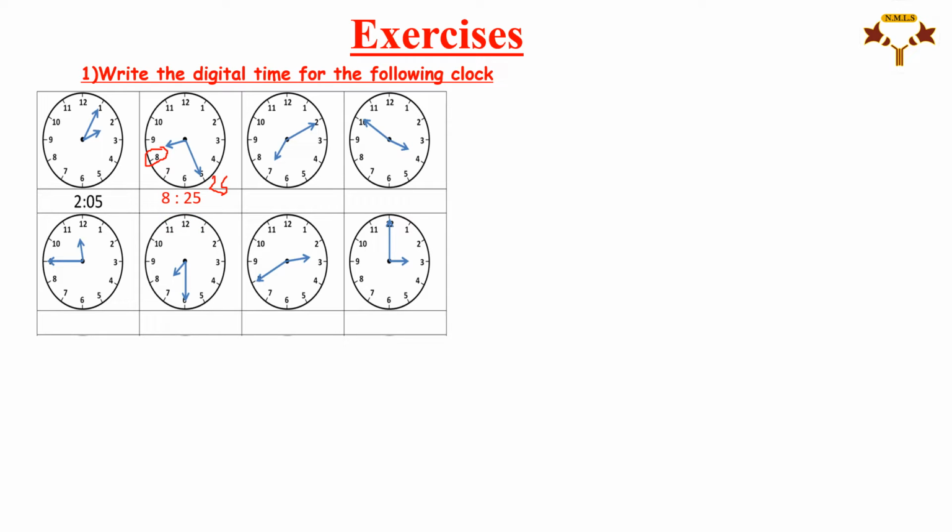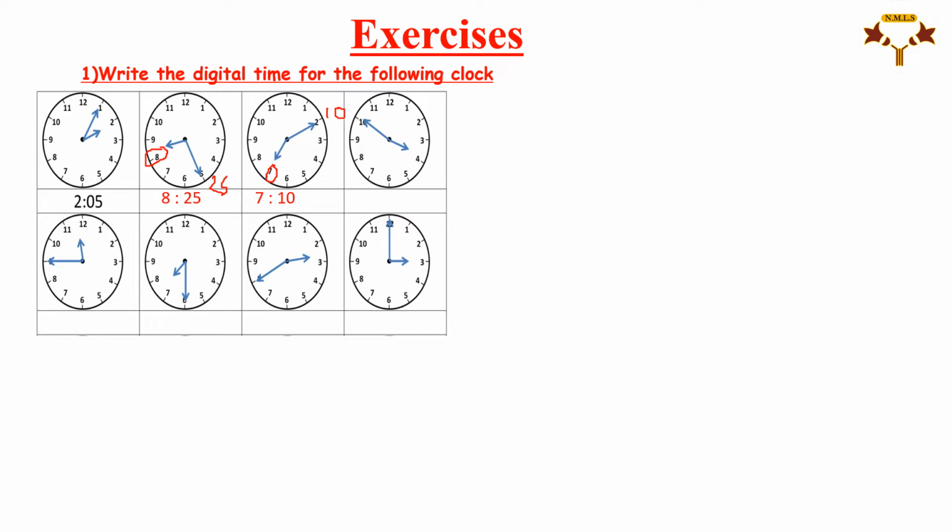The third one. Here we have two hands, long hand and short hand. We start with the short hand for hours, then it's 7, okay? And the long hand for minutes is at 2. Let's skip count by 5. At 1, 5 minutes. At 2, 10 minutes. Then it will be 7 and 10 minutes.